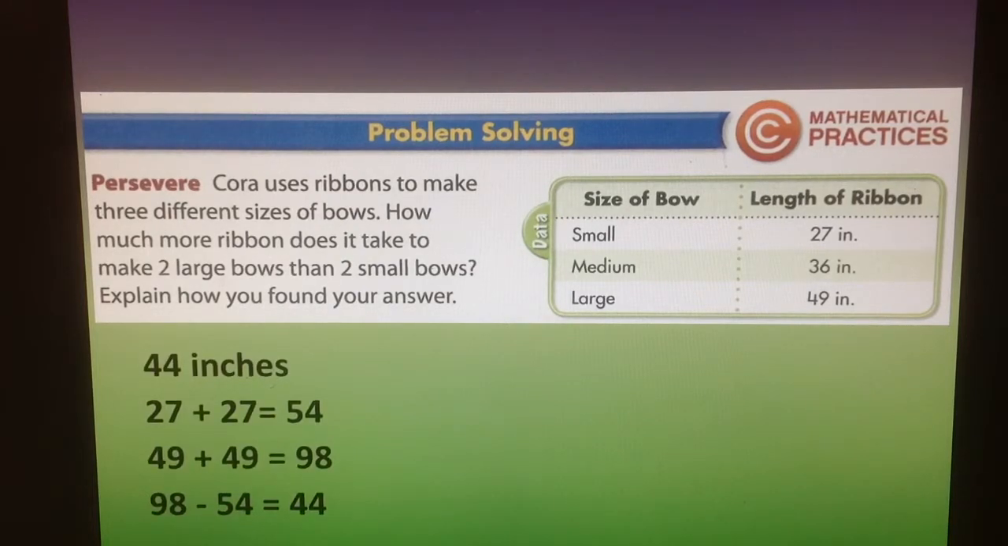You need to add the length of 2 small bows, 27 plus 27. You need to add the length of 2 large bows, 49 plus 49. You need to subtract one sum from the other sum. 98 minus 54 finds a difference of 44, so your answer is 44.